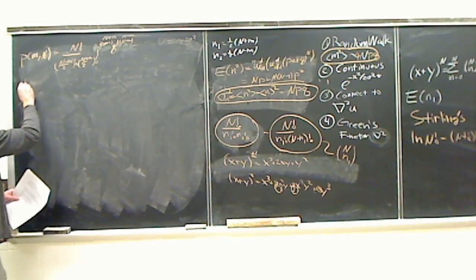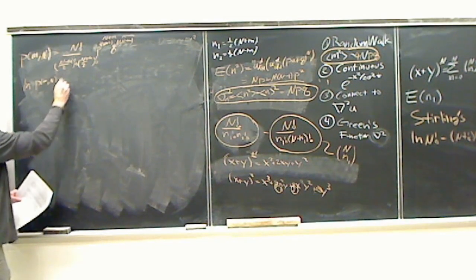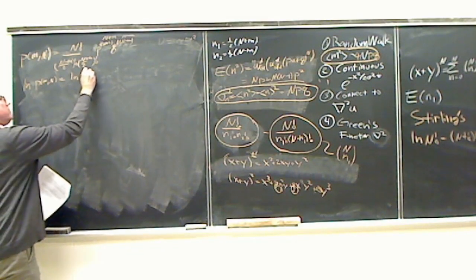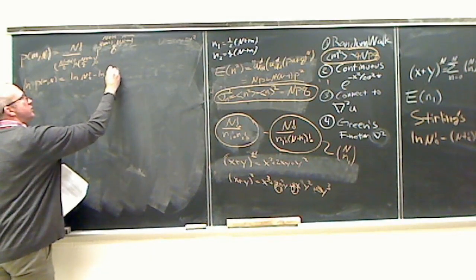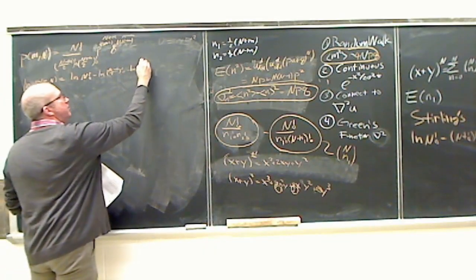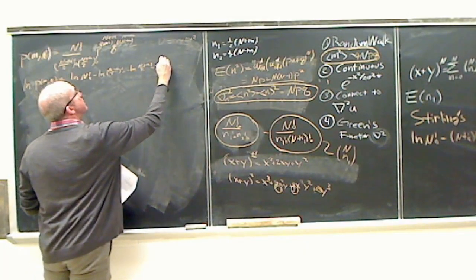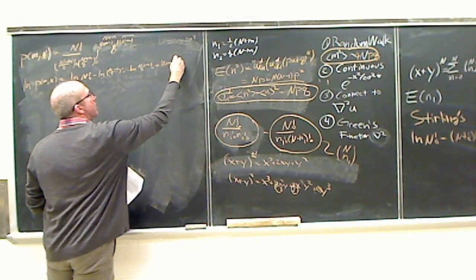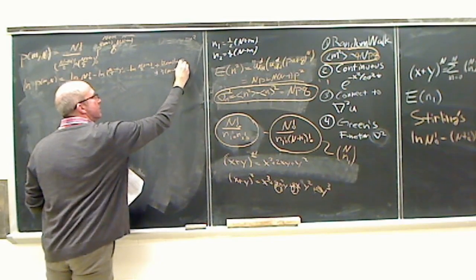So I take the log of P of m and n, and I get the log of n factorial, minus the log of (n minus m over 2) factorial, minus the log of (n plus m over 2) factorial, plus 1/2 (n plus m) times the log of p, plus 1/2 (n minus m) times the log of q.